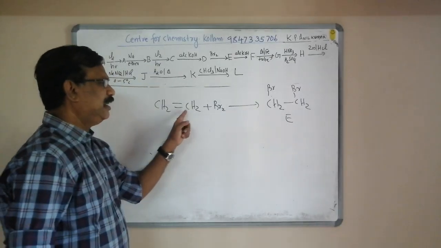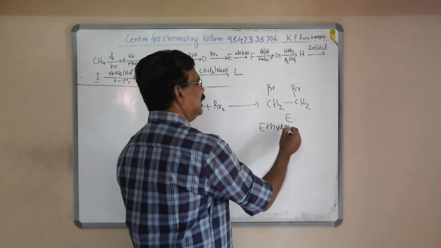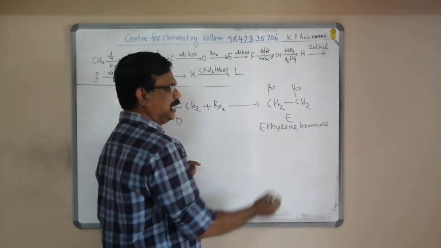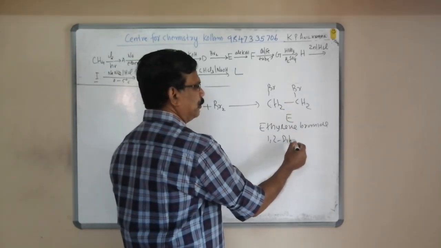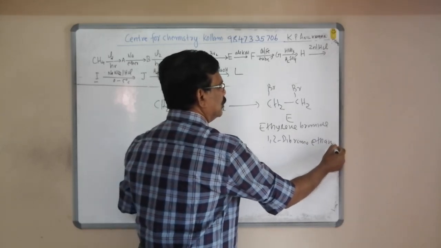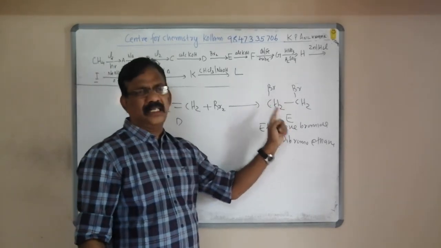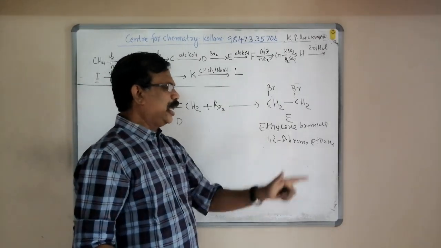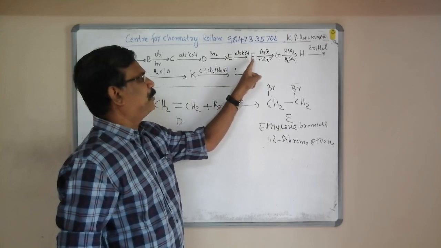This is ethylene bromide, IUPAC name 1,2-dibromoethane. That is a dihalide, specifically a vicinal dihalide, because the halogen atoms are present on adjacent carbon atoms. So 1,2-dibromoethane is capital E. Now E to F.